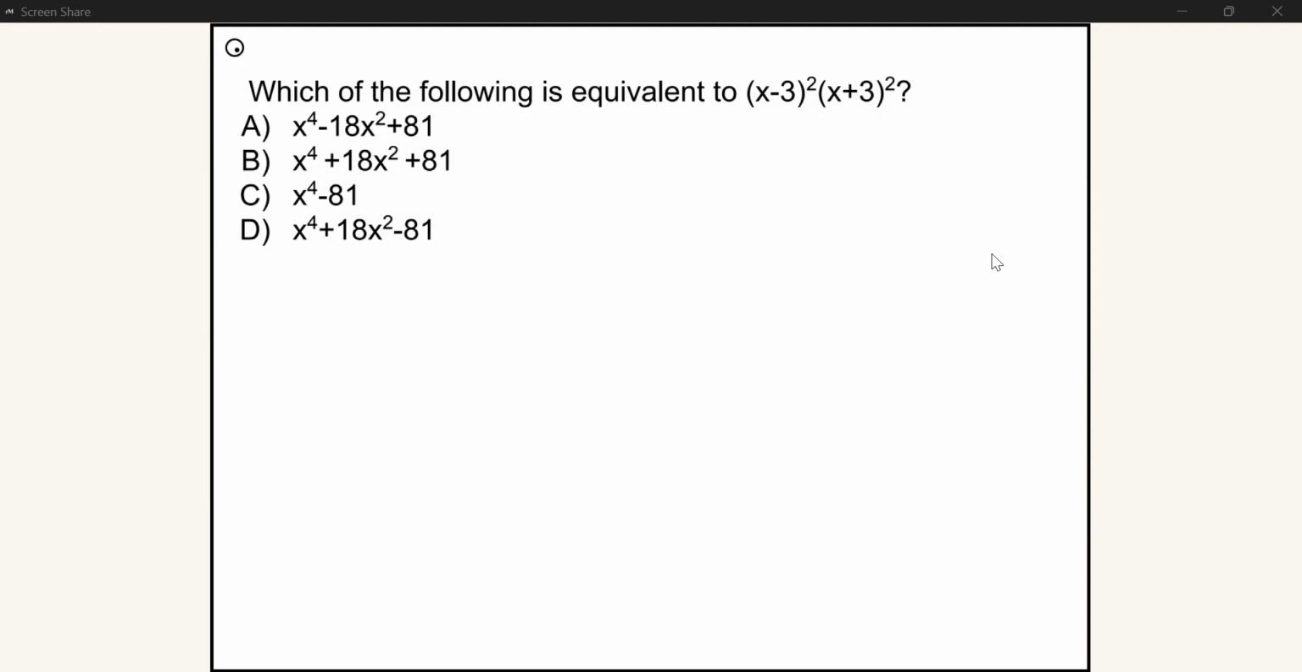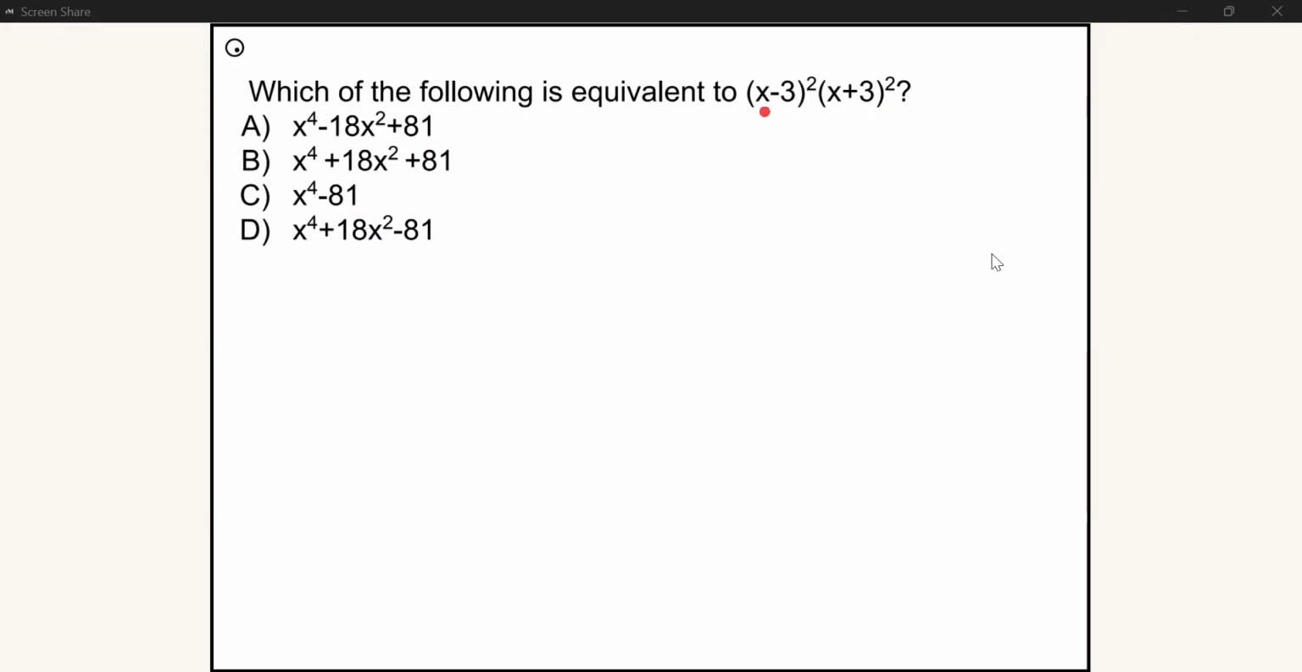Which of the following is equivalent to (x minus 3) squared times (x plus 3) squared? Okay, so you always want to look at the answer choices to get information, right? So there's going to be an 81, which makes sense, because 3 squared times 3 squared. And then there's going to be an x to the 4th, which makes sense, x squared times x squared. Okay, great. And then the question is, is there going to be this 18x squared? If there is, is it going to be positive or negative? And is the 81 positive or negative?